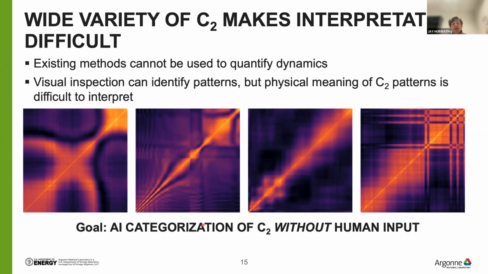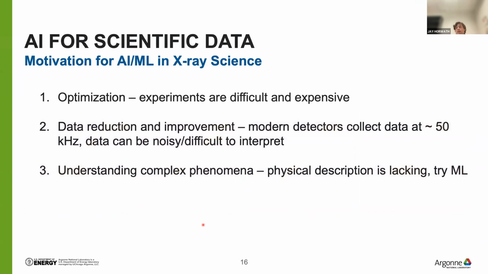I want to spend a little bit of time, before I get into the details of what we do, going over some very basics of machine learning, just to get us all on the same page. In X-ray science and material science, we see a lot of AI applied for optimization, where we have difficult or expensive experiments and we try to figure out how to make them easier. We can do data reduction, where, for example, we collect too much data and we have to figure out how to reduce it to a usable amount. And in this case, we have the example of using AI to understand really complex phenomena where we don't have a physical description. So let's figure out what AI can pull out.